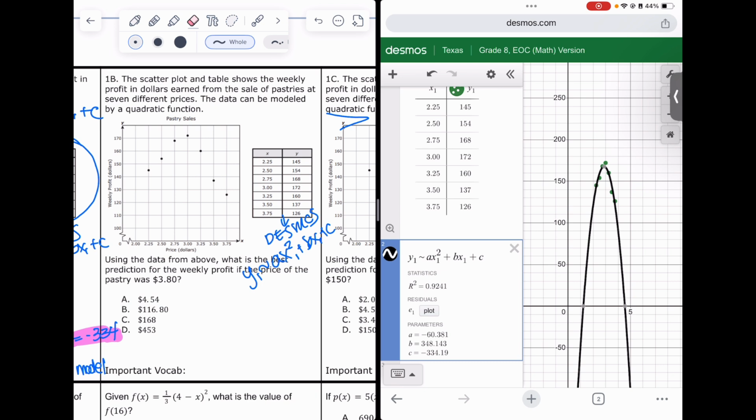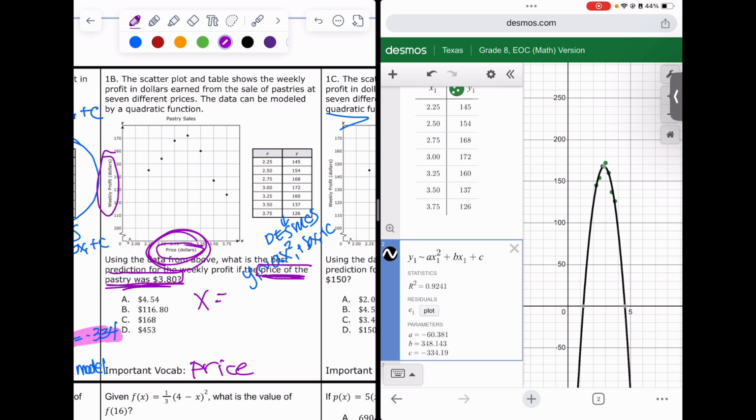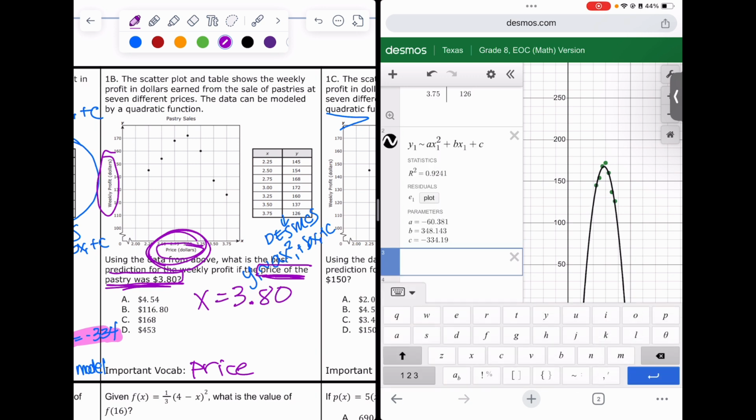So it says, using the data above, what is the best prediction for the weekly profit if the price of the pastry was $3.80? So right here it says, price of the pastry was $3.80. If I'm looking for the word price, I see price, dollars, and the weekly profit. So if I'm looking for price, I know price is my x. So x equals 3.80. I'm going to put that in Desmos in my third line.